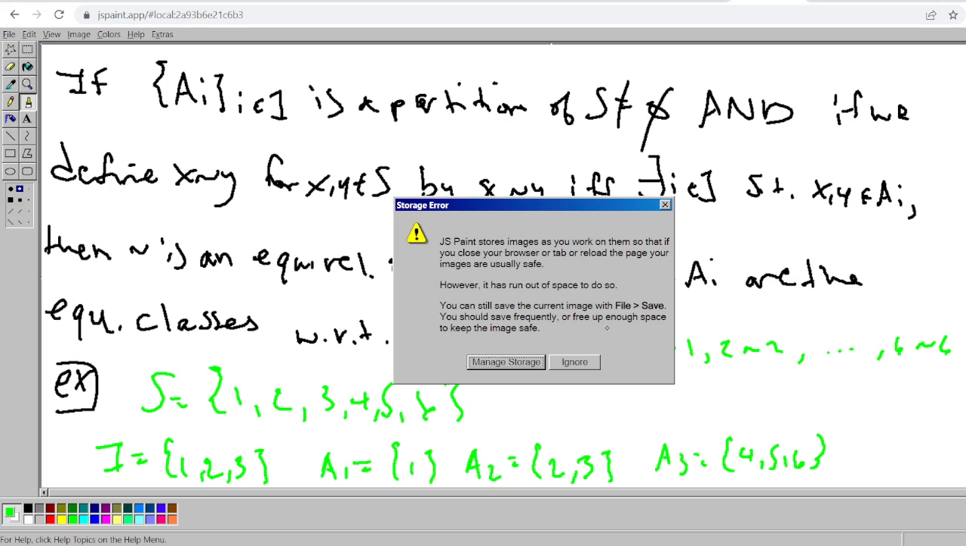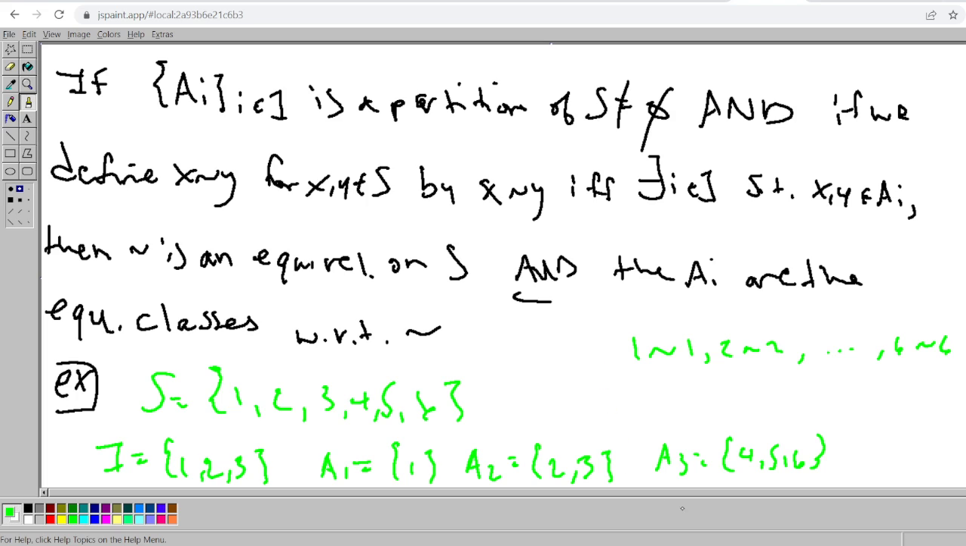The app stores images as you work on them. However, it has run out of space to do so. You can still save the current image. No, I don't think I will. I guess JS Paint is getting tired of me.